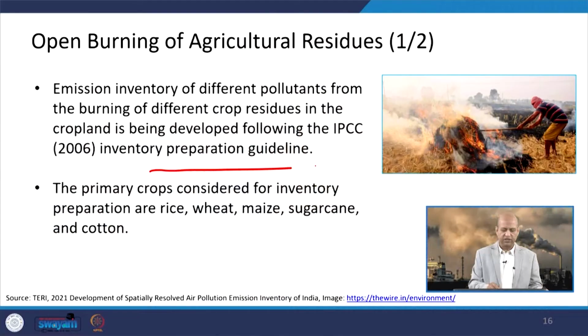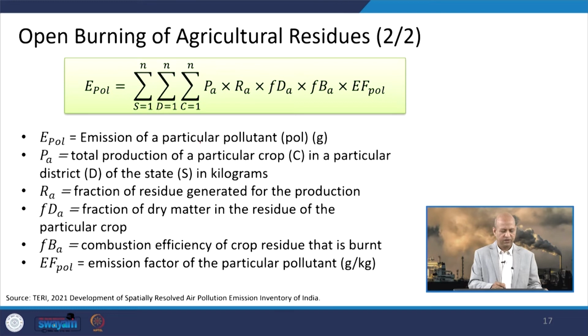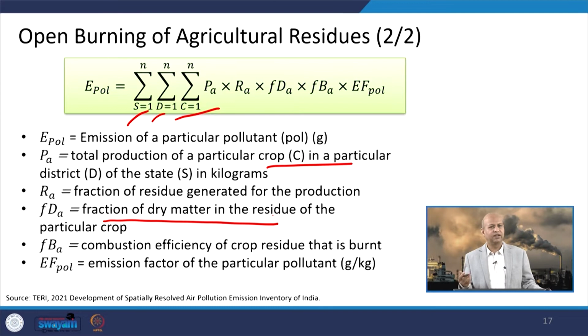Well, so emissions from this agriculture residue burning are estimated by simple equations or relationships, which have been developed and recommended by IPCC. Inventory preparation guidelines are there. So accordingly, for different crops like rice, wheat, maize, sugarcane and cotton, different residues have different emission factors, and they are used for estimation, like you can see here: crop type, then district, and then the state. So these emissions for a particular pollutant you can calculate, and then you can combine all those emissions from different crops. For each crop there is an emission factor which can be used, along with the fraction of dry matter in the residue, because only that dry matter is burnt.